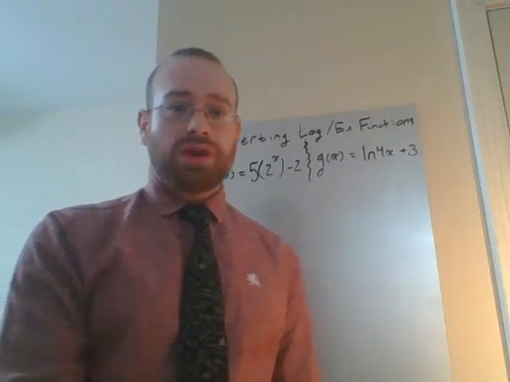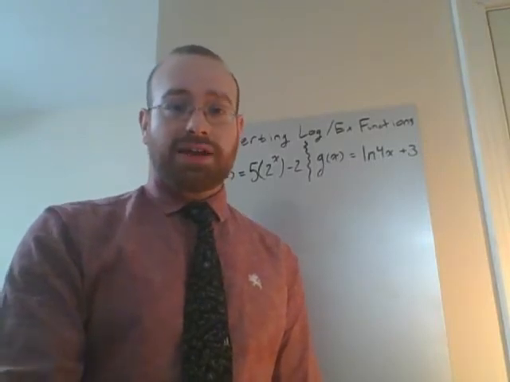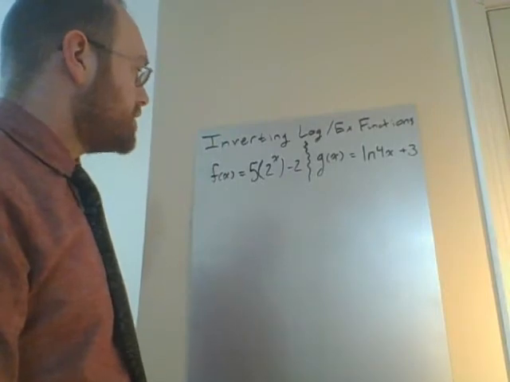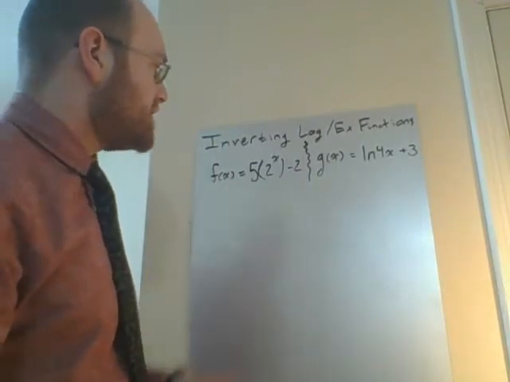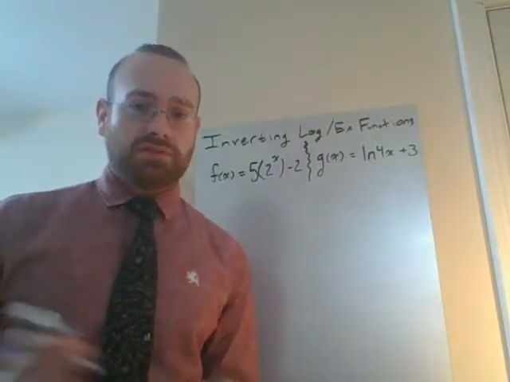Today we're going to do a couple quick examples of inverting exponential and logarithmic functions. So our first example is f of x equals 5 times 2 to the power of x minus 2. And we are going to invert this function.